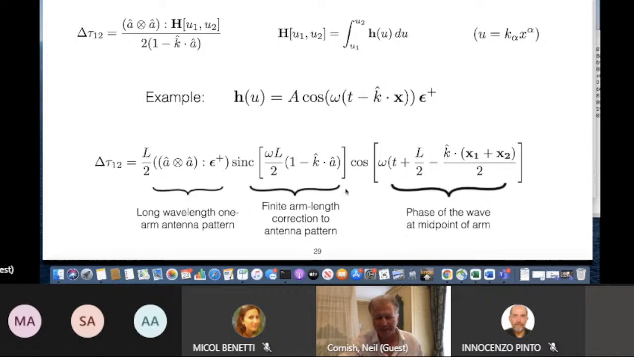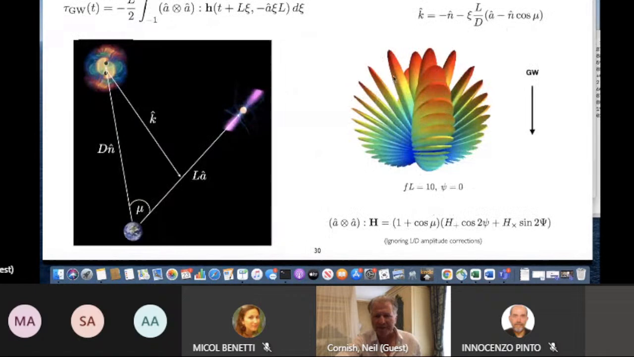This function goes to 1 in the limit for LIGO, but it's critical for LISA and pulsar timing. If you look at pulsar timing, this is for a case where the product of the gravitational wave frequency and the distance to the pulsar is 10, and I put the polarization angle at 0. You get something almost like an artichoke, with all these nulls from that sinc function. So it's a way more complicated antenna pattern response when the gravitational waves get shorter than the arm length.